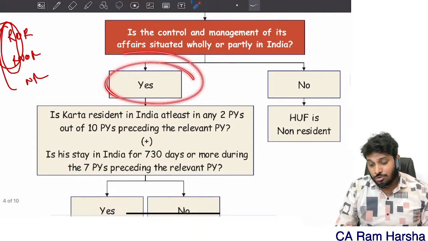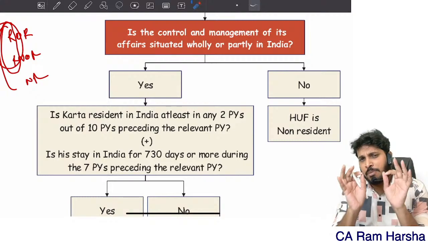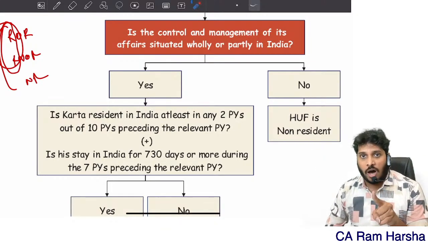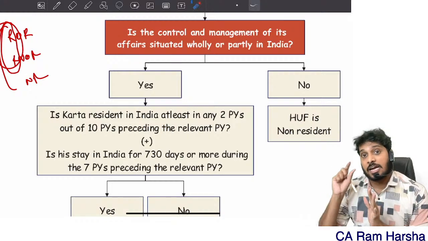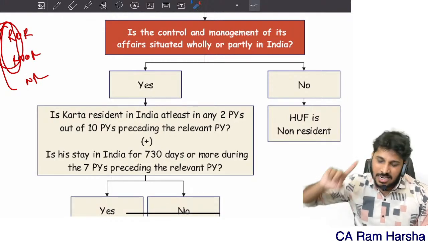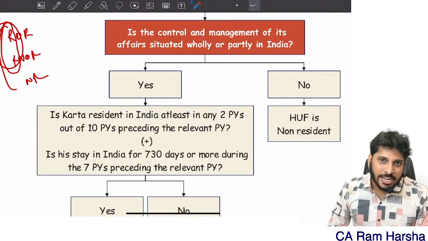Sir, suppose control and management is partly in India. Then HUF is a resident. Now, is HUF ROR? For that, you should see the Karta. Look at the Karta. Ask him, Karta, in the last 7 years, how many days are you in India?